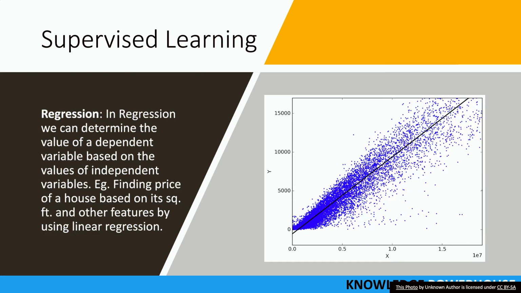Next, we have regression, such as linear regression or logistic regression. With it, we can determine the value of a dependent variable based on the values of independent variables. If you remember the example of house price, if you want to determine the price of a house, the price is the dependent variable, and the square feet or age of the house are independent variables. Using those variables, you can determine the price of the house with a regression model. And regression models are supervised learning.